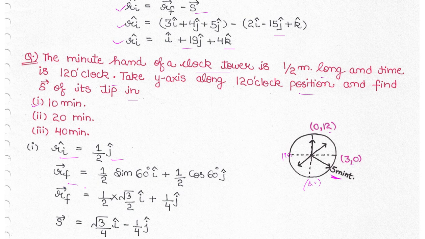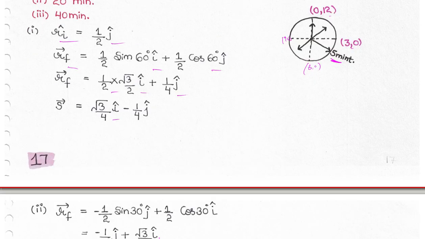So RF is equal to half sin 60 degree i cap plus half cos 60 degree j cap, or RF is equal to half root 3 by 2 i cap plus 1 by 4 j cap after putting values of sin theta and cos theta. So S is equal to root 3 by 4 i cap minus 1 by 4 j cap.